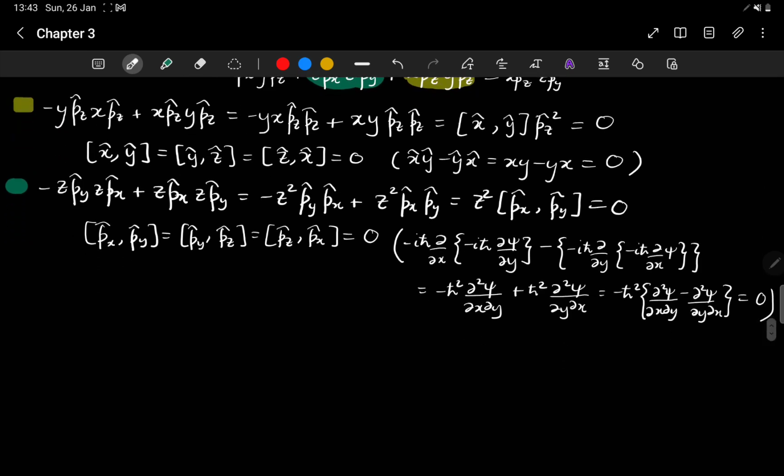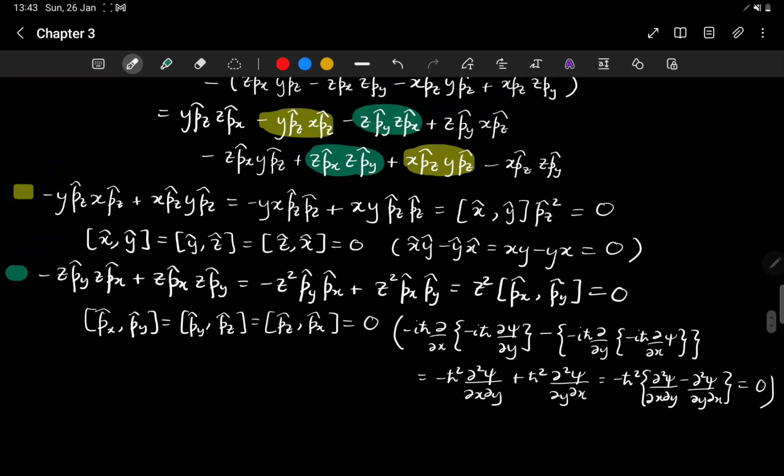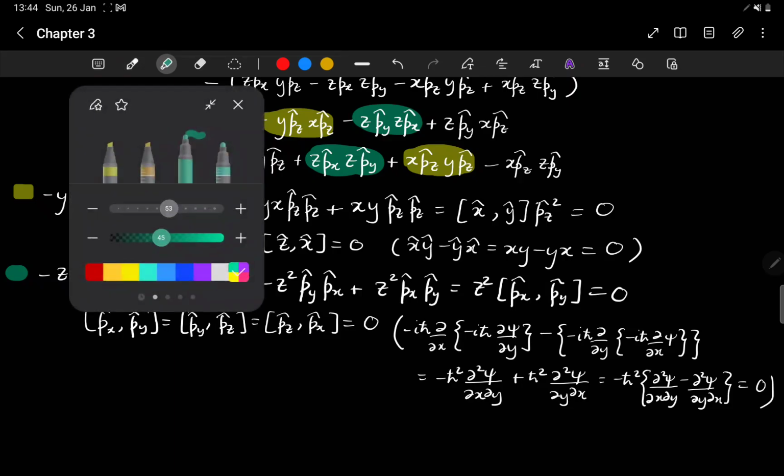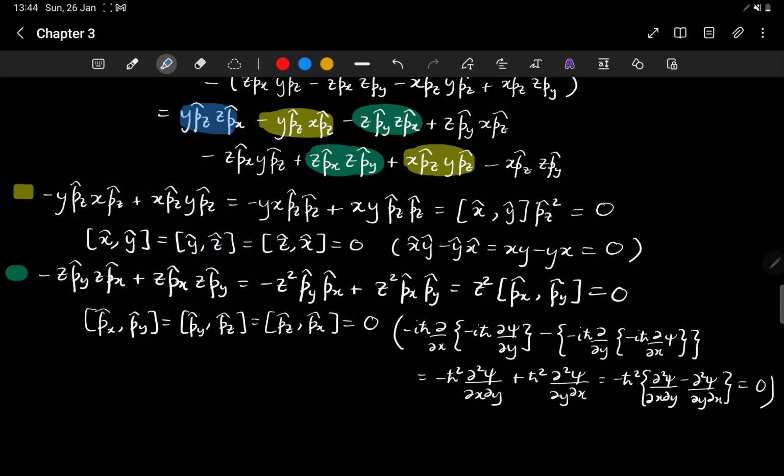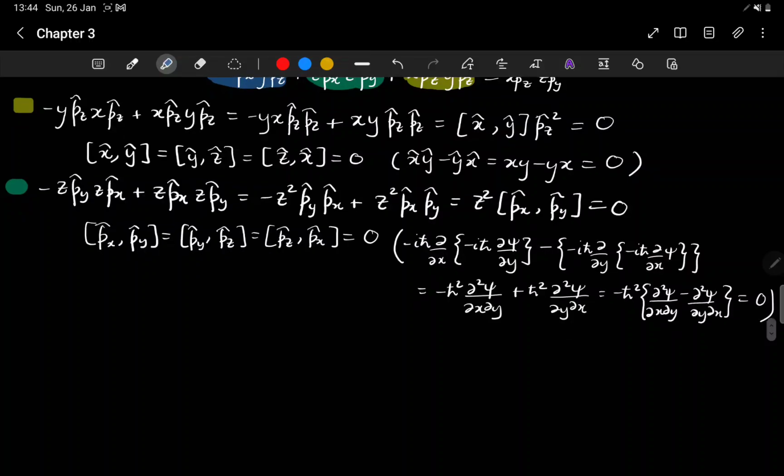Similarly, you can look at the other terms. So all these yellow terms cancel out, the green terms also cancel out. Now we will look at the third pair. Let's say we look at this term over here paired with this term, the blue pair. So we have the blue pair.